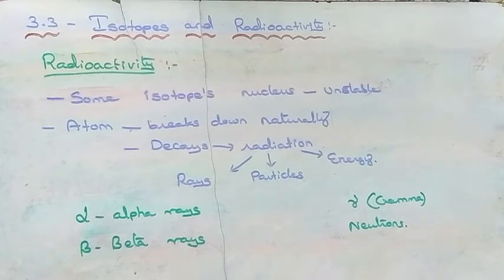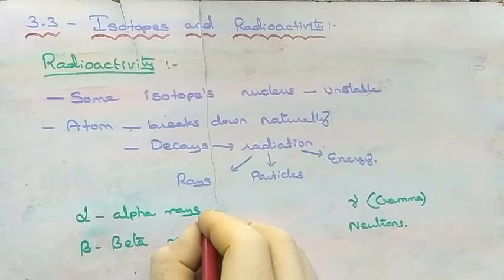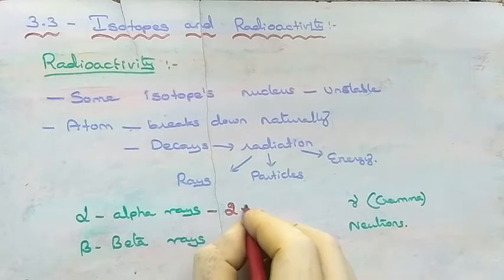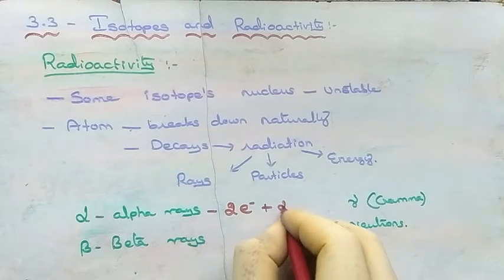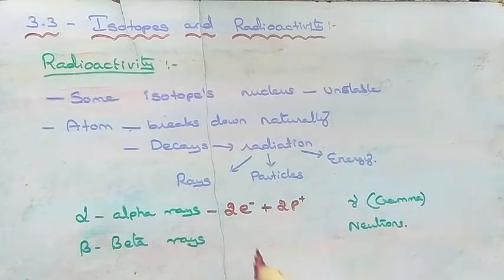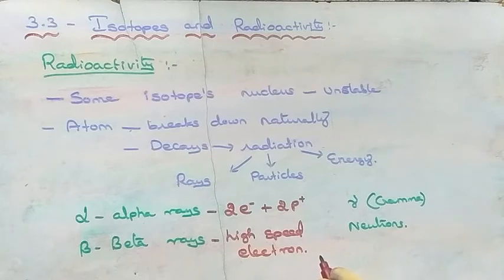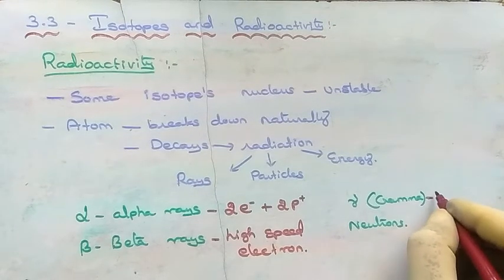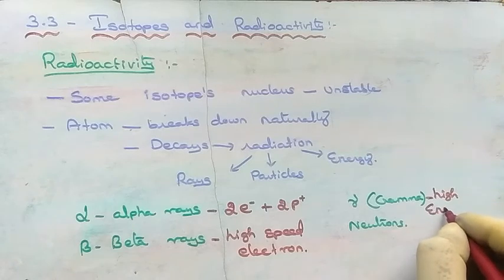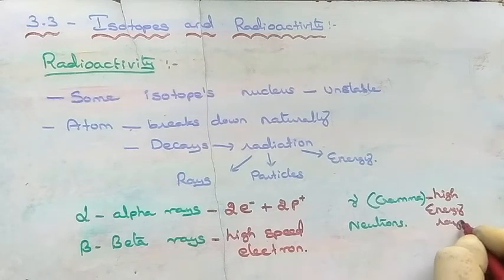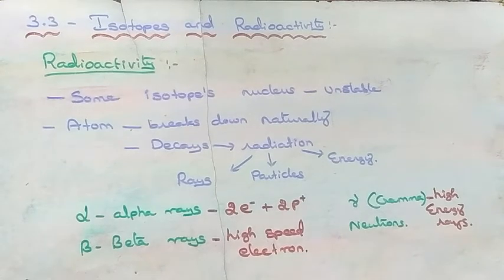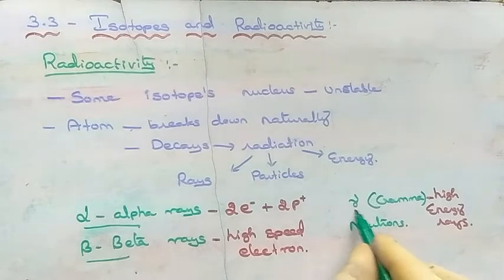Alpha rays: if during the decay 2 protons and 2 neutrons are emitted, they are called alpha rays. If high energy electrons are emitted during the radiation, they are called beta radiation or beta rays. Next, regarding gamma rays, if high energy rays are emitted, they are called gamma rays. At last, neutrons, we know what neutrons are. So these are the 4 different types of radiation which are emitted during the decay of unstable isotopes.